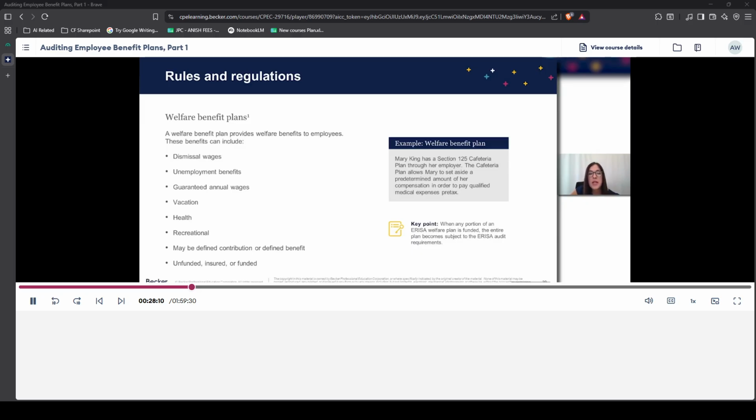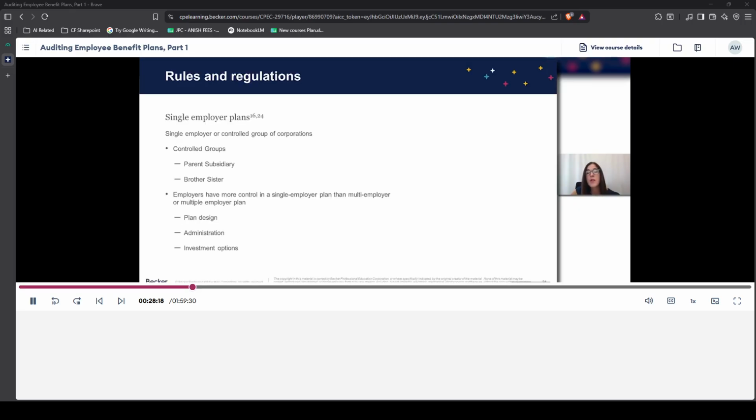But you have to understand what those funding rules are, and they can be a little tricky when it comes to those welfare plans and determining whether or not they are subject to ERISA or not. You also have to understand what type of employer you're working with on these employee benefit plans, regardless of whether it is a defined contribution or a defined benefit plan. This is also applicable regardless of whether, in most cases, it's a 401k or just a traditional DB. But you do have different types of employers.